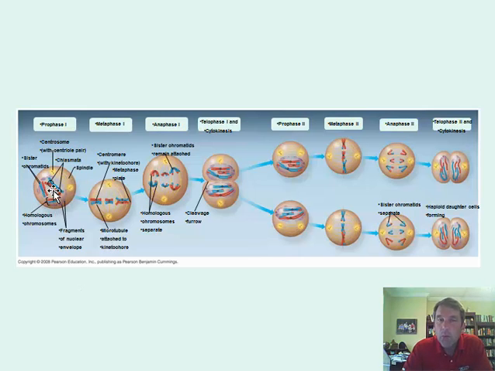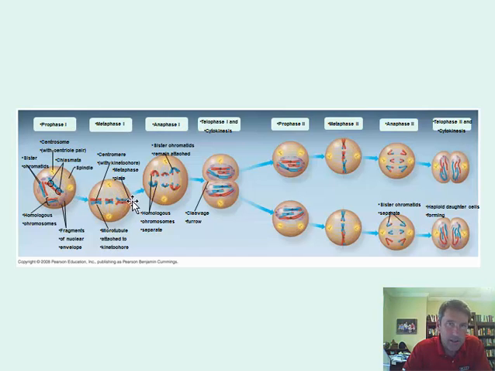So those will line up with their homologous pairs along the equator here. So in prophase, they're getting together, but what happens here in meiosis is when they're with their homologous pairs, they can actually switch genetic information from one chromosome to the other. And so that's something unique to meiosis. Okay, so that's in prophase.